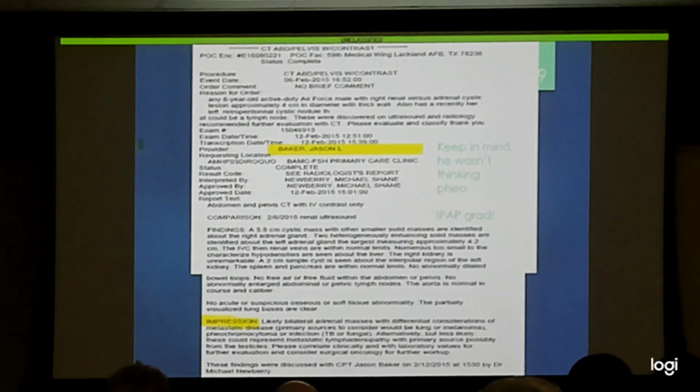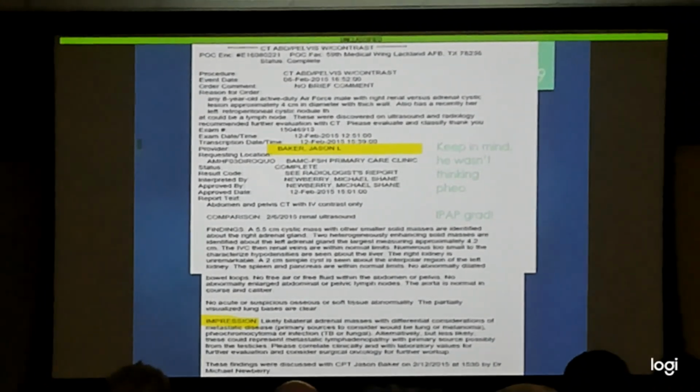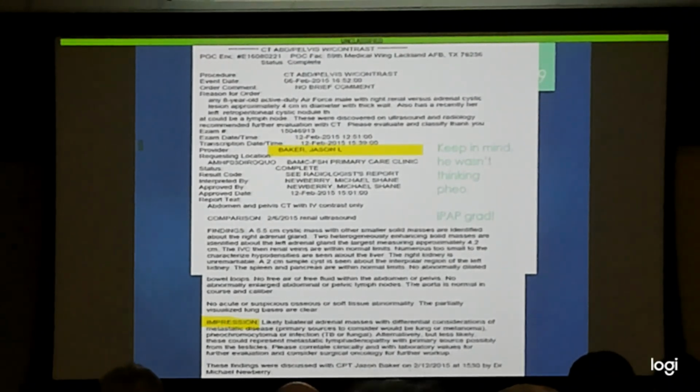But leave the impression, because this is what a typical radiology report looks like. So understand, it wasn't just a pheo. They were saying, oh, it could be something metastatic, it could be melanoma, it could be testicular cancer. That's a typical report of like, please correlate clinically. That's the story of my life for radiology. I love them so much. But it said, please correlate clinically, laboratory values for further evaluation, consider surgical oncology for further workup. No kidding. So that was discussed.